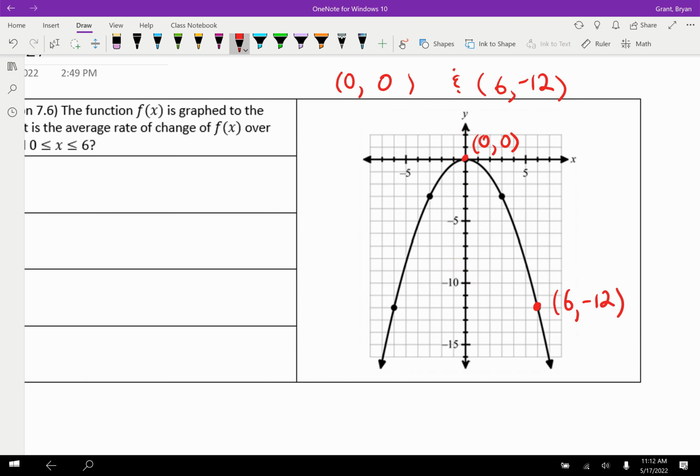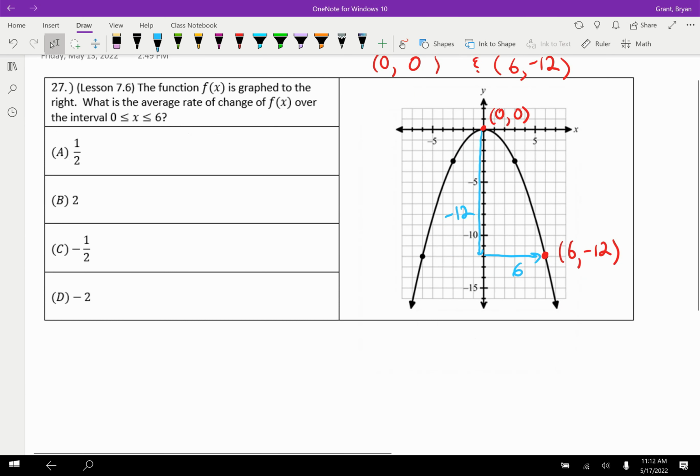So now we need to go through and determine what is the average steepness between those 2 points. And there are 2 ways to do this. The easiest way is to count your rise over run. So I'm just going to count my rise, and it looks like instead of rising up, I fall down 12, and then I run over 6. So my average rate of change, ROC, is going to be rise over run. And if you reduce this, negative 12 divided by 6 is negative 2. So I think we're ending up with D.